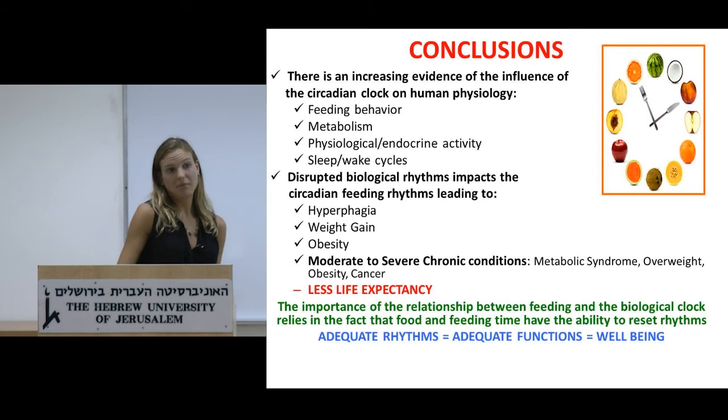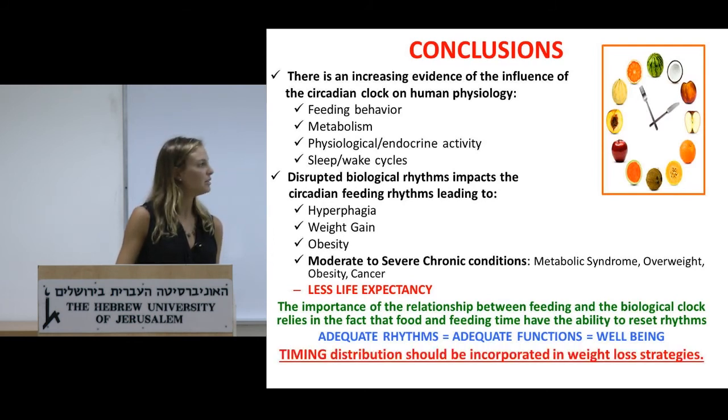Adequate rhythms means adequate functions and then well-being. Timing distribution should be incorporated in weight loss strategies. That's what I think. However, there's still a lot of room for investigation and research because most of the research has been performed in animals. So it's a good perspective to see and to take into account.